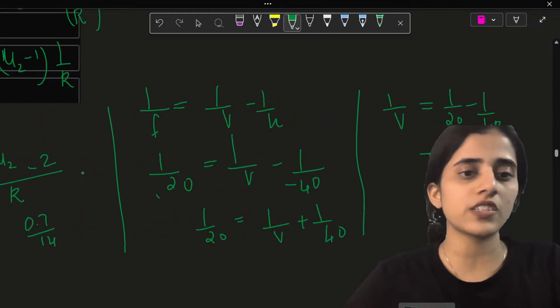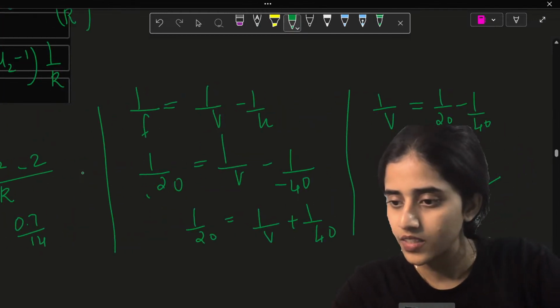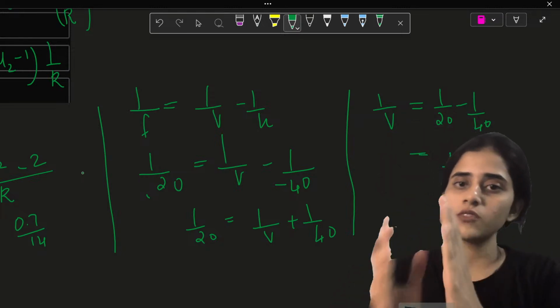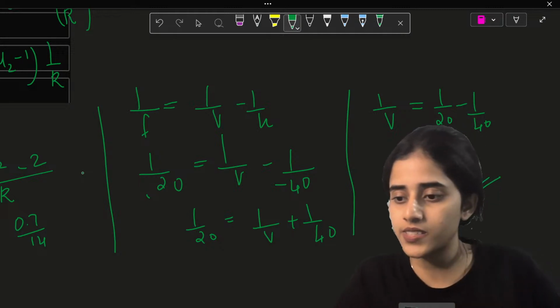I messed up. I should have written a little more neatly. I'm really sorry for that. Next question, I'll write out neatly. U is minus 40 because it is in front of the lens. It is towards this side. Anything towards this side is plus.